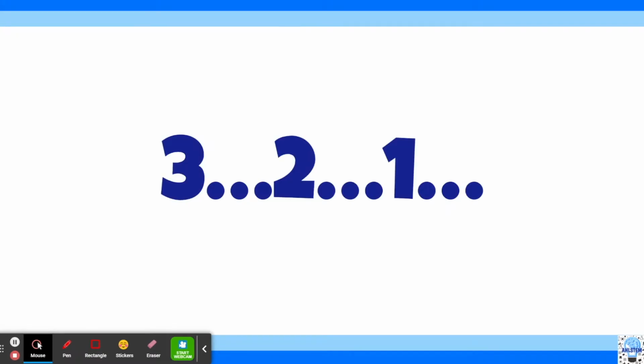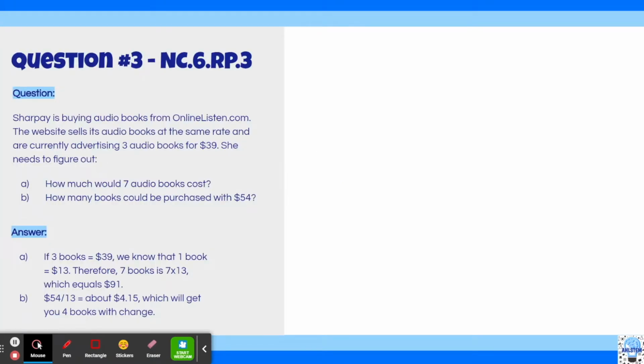3, 2, 1. So our answer for A is that if 3 books were $39, we know 1 book equals $13. Therefore, 7 books is 7 times 13, which equals $91. And B, $54 over 13 equals about $4.15, which will get you 4 books with change. So, if you got this question right, feel free to skip to question 4. But if you got it wrong or you just want to review, hang out and I'll explain the answer.